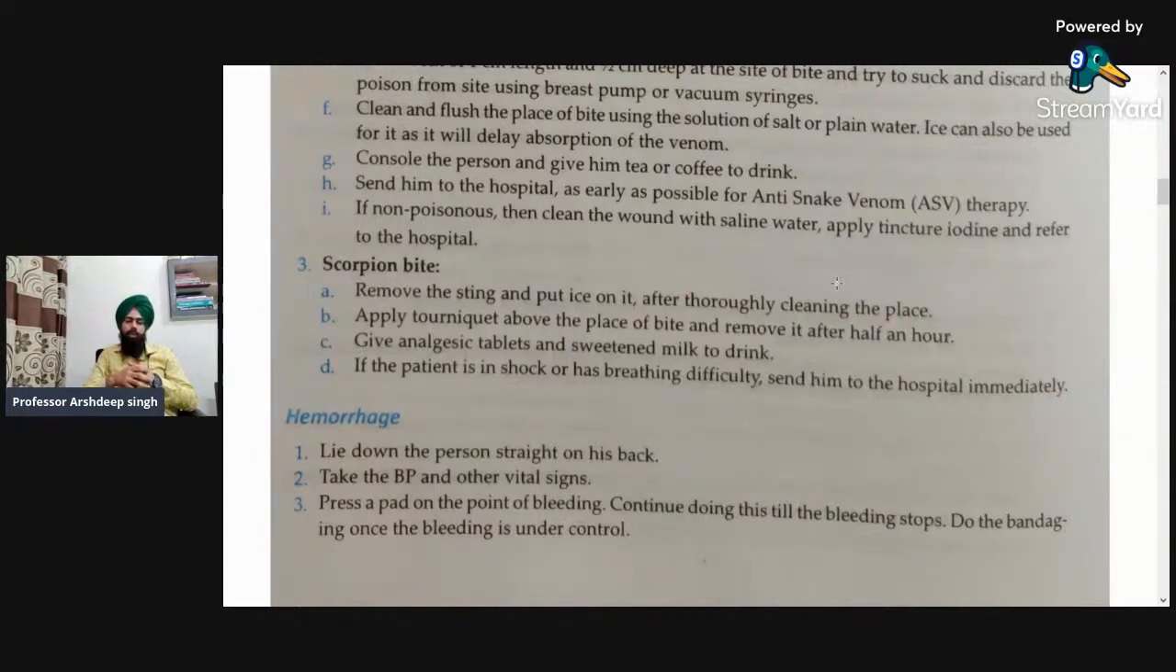And if the patient is in shock or has breathing difficulty, that indicates that the patient is in a condition of shock and the airway is not maintained in the proper way. So immediately send him to the hospital. Okay. Next is the hemorrhage.